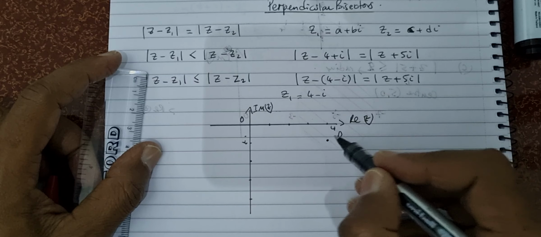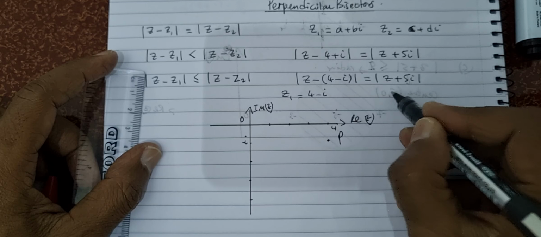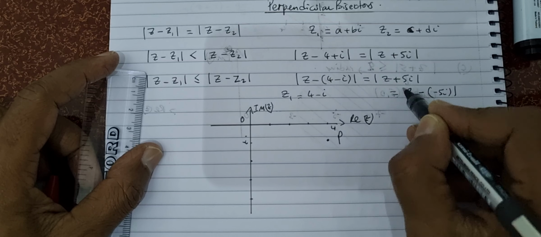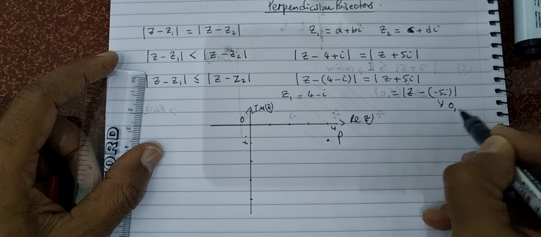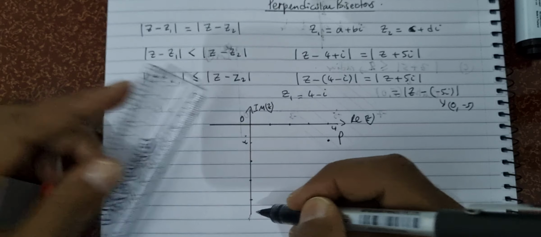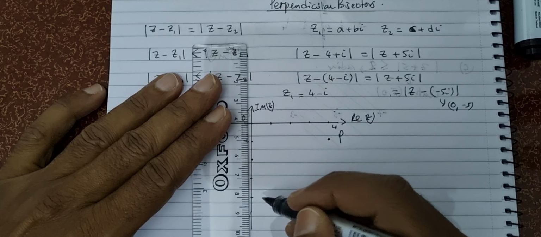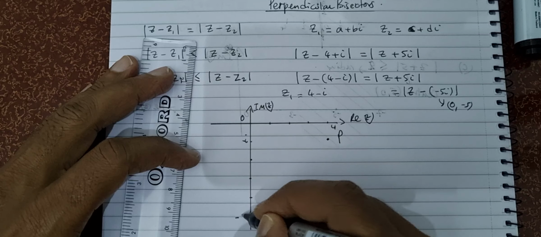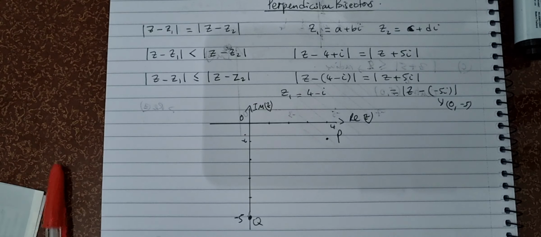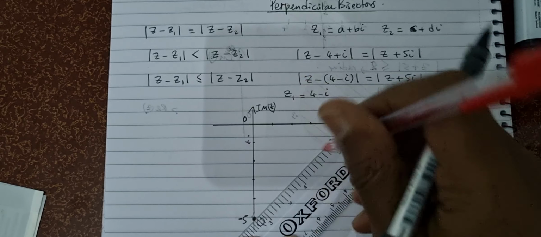And then the other one can be rewritten as Z minus, and then in brackets you've got negative 5I. So this is 0, negative 5. So 0, negative 5 would be somewhere, 1, 2, 3, 4. Let's say 0, negative 5 is down here. So I'm just going to call this my point Q. And if I were to draw a line over here, joining these two, and this is it.